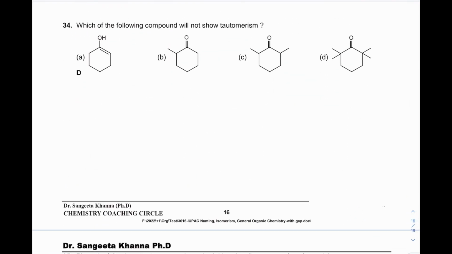Next, which of the following compounds will not show tautomerism? Any compound having no alpha hydrogen will show no tautomerism. In the second, there is H on both sides, and this is enol, and its keto form will be cyclohexanol.